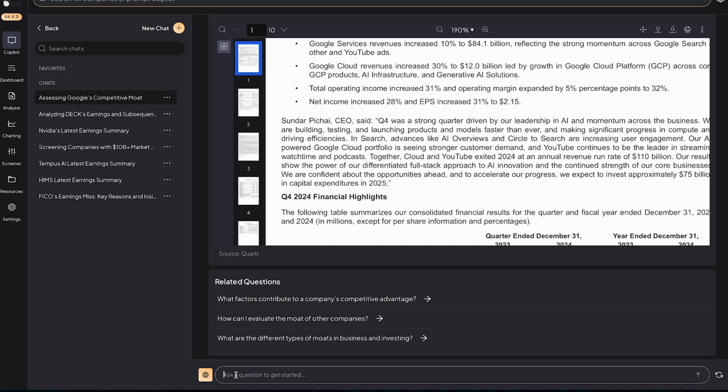Now I'm going to ask what the direction of the moat is, because a company can have a wide moat, but then another company might be eating into the company's competition, and so the direction of the moat for the specific company I'm talking about might not be in the right direction. So let's ask Copilot this. What is the direction of Google's moat?